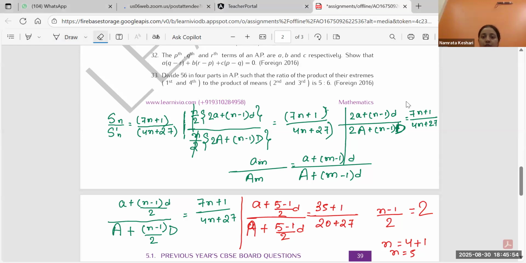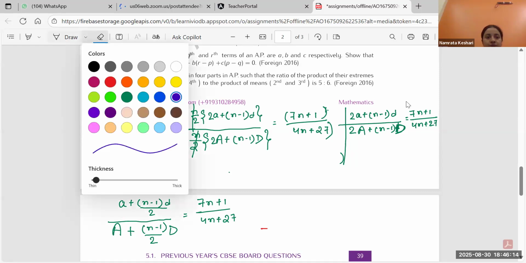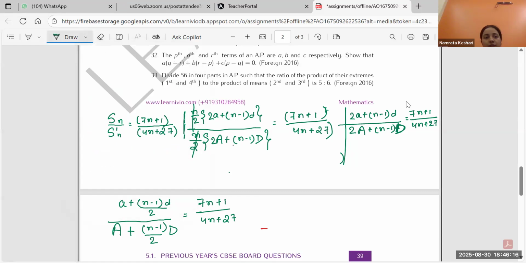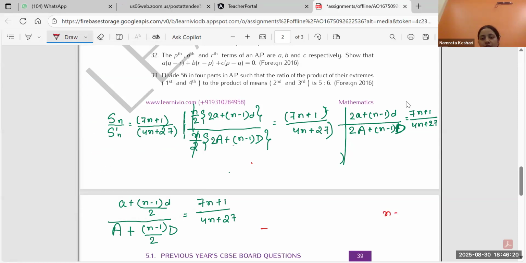Yeah, so we need to create m minus 1, and we are still having n minus 1 by 2. So this way we will find what can be taken in place of n. Okay, we will say that we are having n minus 1 by 2.